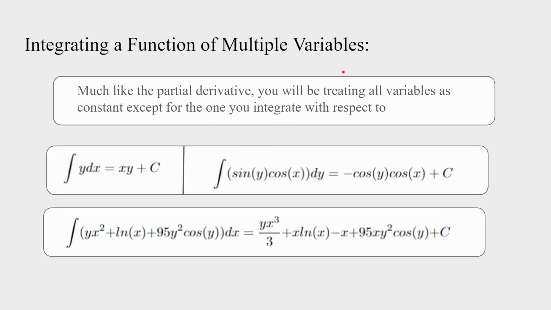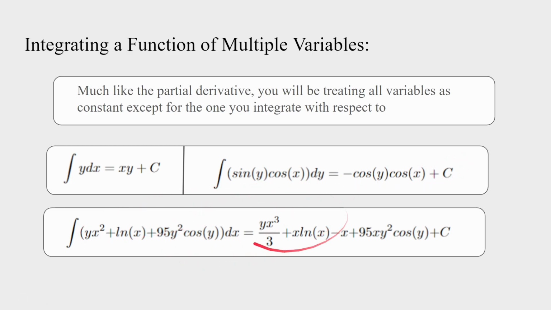Now, integrating a function of multiple variables. So you've probably caught on by now. It's the same exact thing in the sense that if you're taking the integral with respect to one variable, all other variables will be treated as a constant. So this is an example. We'll integrate y with respect to x. That is equal to xy plus c. Or perhaps this looks like chain rule, but guess what? Absolutely not. It's negative cosine of y times cosine x, as cosine x is indeed a constant, plus constant of integration.